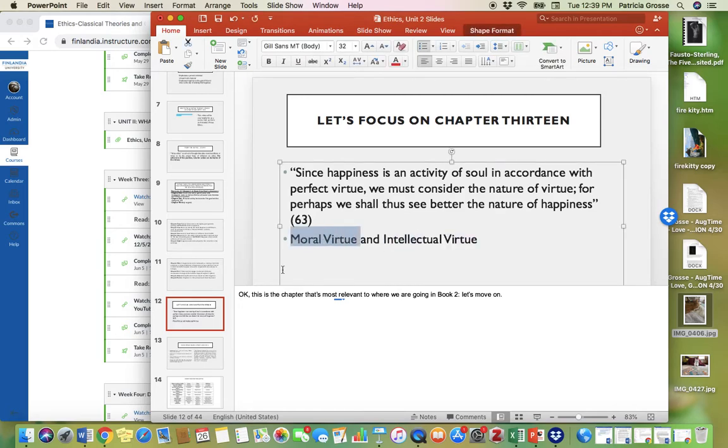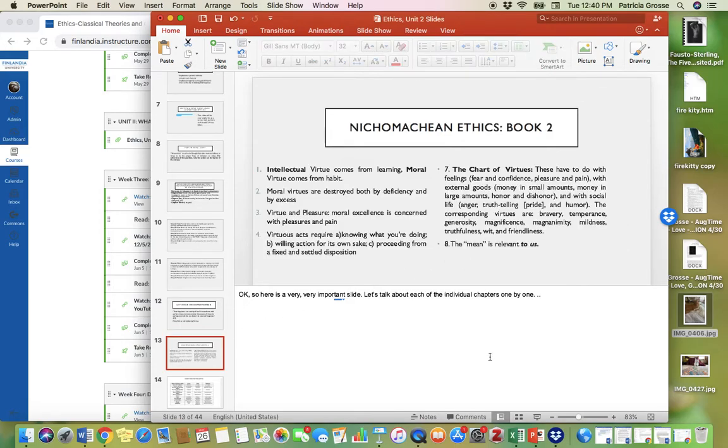Moral virtue, he says, you can only gain through habit. So I just said that. So as he goes into book 2, this is a very important slide, and we're going to go over each of the chapters really quickly.